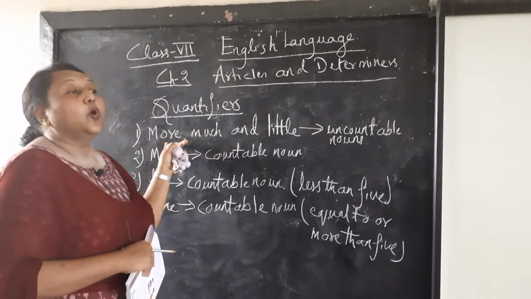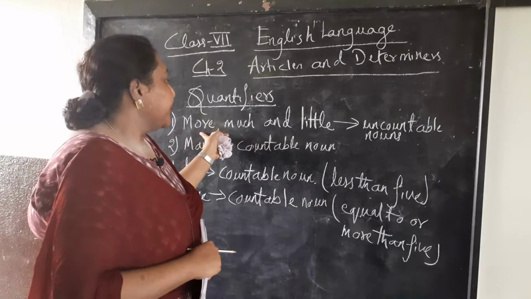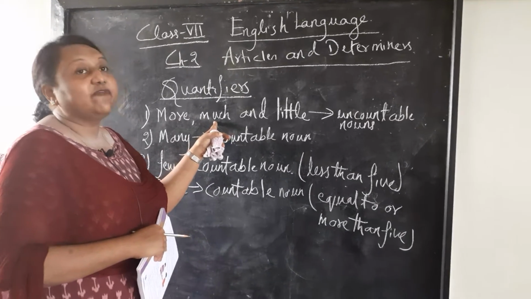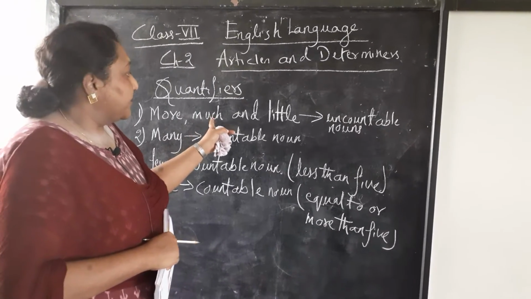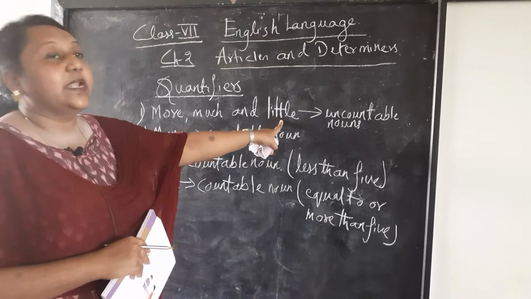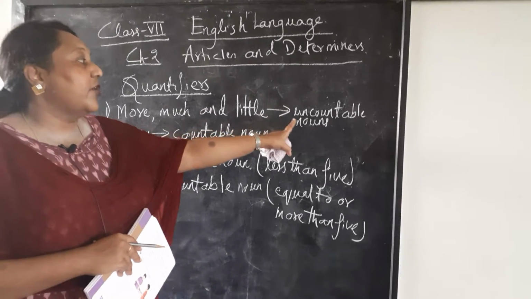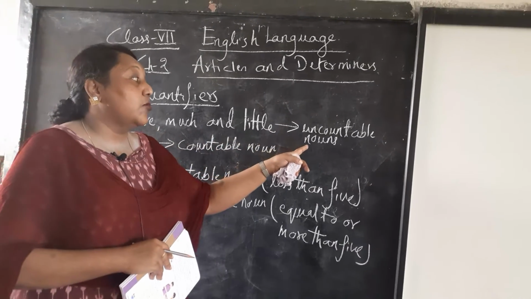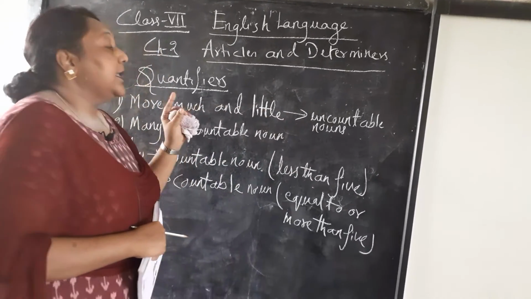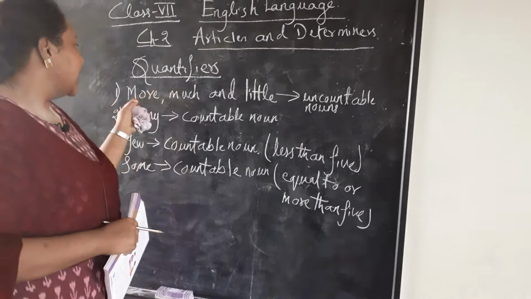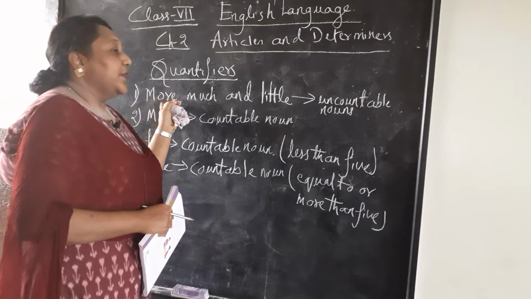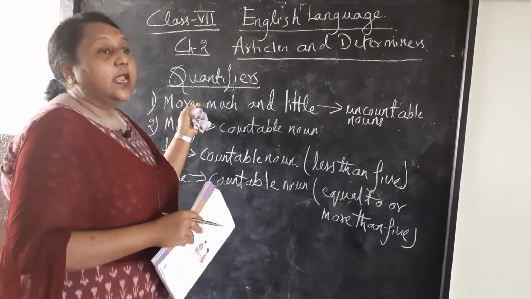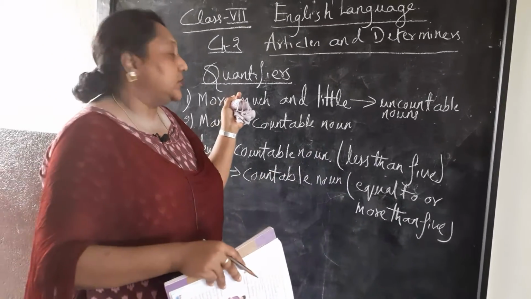Just like more. Give me more coffee to drink. There is much milk left in the jar. Little. He has little money with him. So, these are for uncountable nouns. How can we convert them into countable? If we tell any particular number, just like more. Give me more food to eat. So, we can count. Give me more dishes to eat. So, number of dishes could be countable.